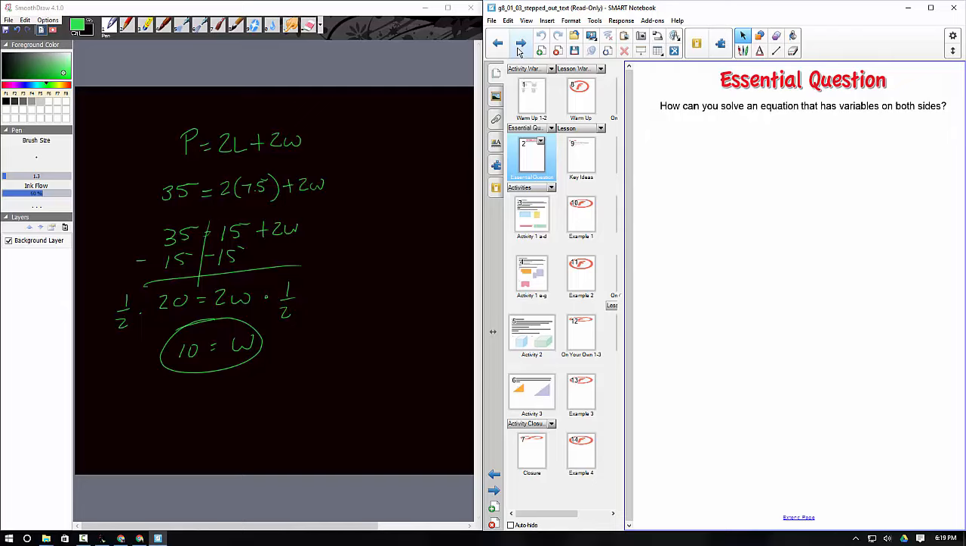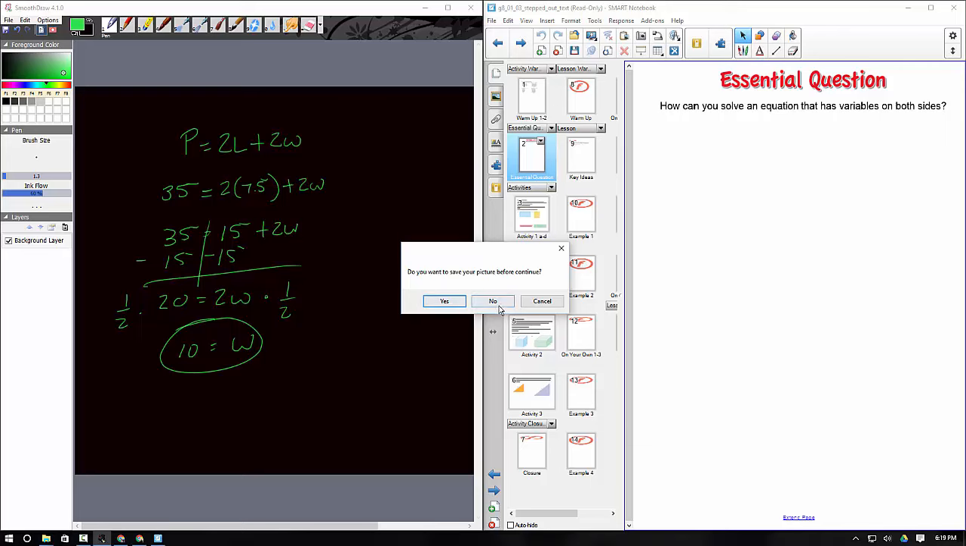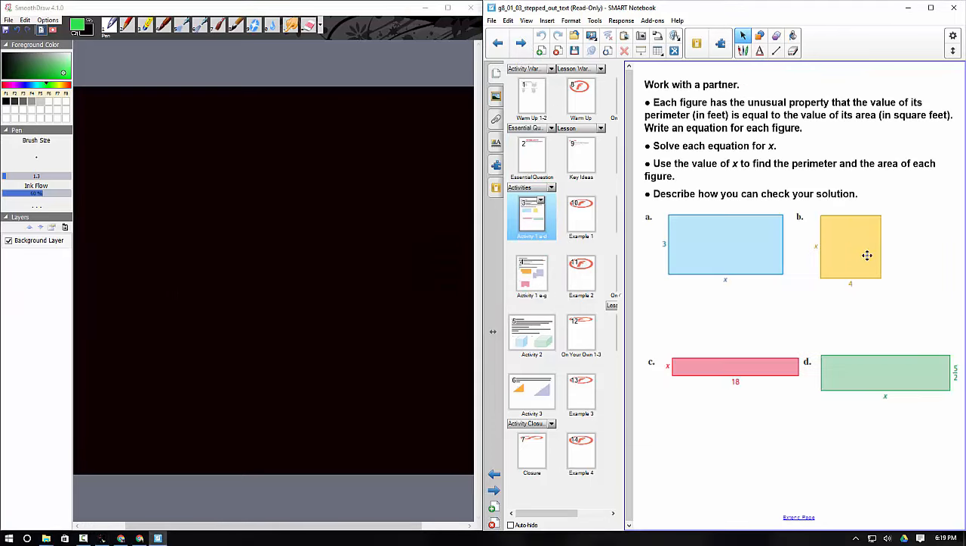So how can you solve an equation that has a variable on both sides? That's really what we're doing today. So if we go through here, let's give this a try. I have a few different ones, and I want you to solve for x, and we're going to figure out the area, right? Sorry, let's read this again. So solve each equation for x to find the perimeter and the area. All right, cool. So describe how you check the solution.